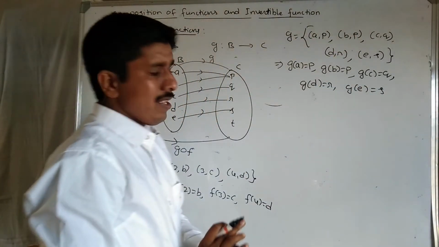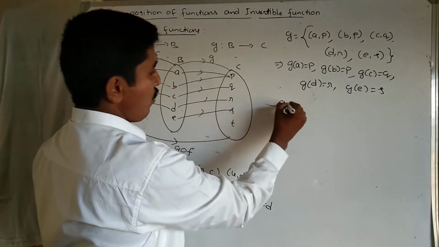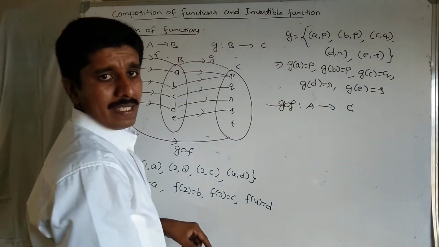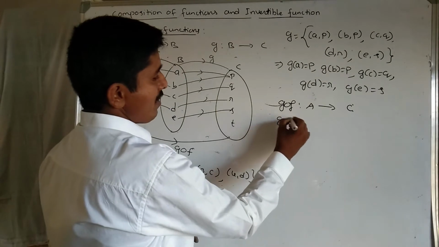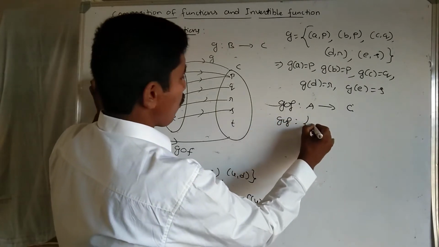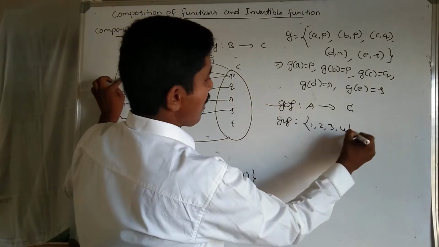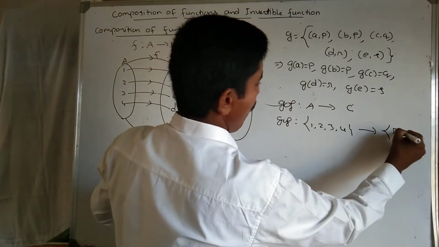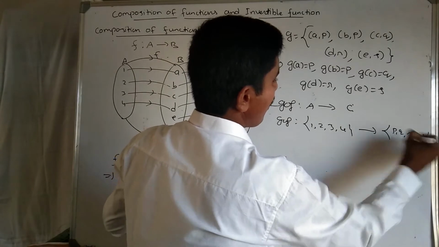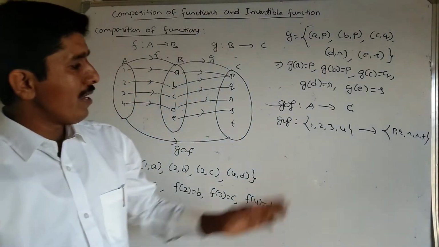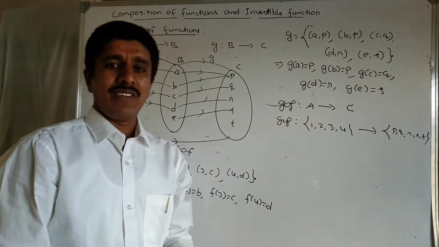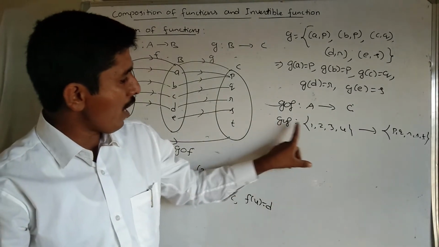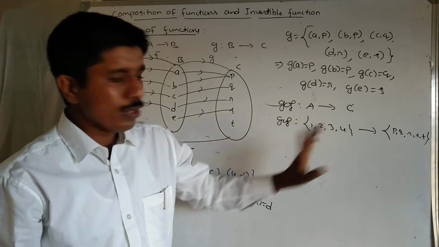You know this: GOF is defined from set A to set C. Set A has elements 1, 2, 3, 4, and set C has elements P, Q, R, S, T. Now I am going to find the GOF range elements. What is the domain of GOF? We have 1, 2, 3, 4.